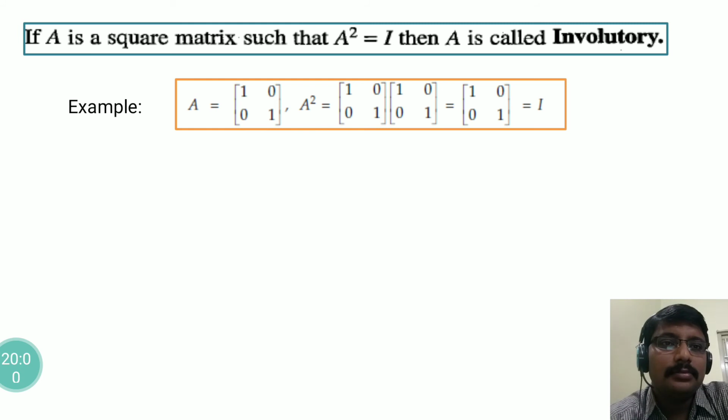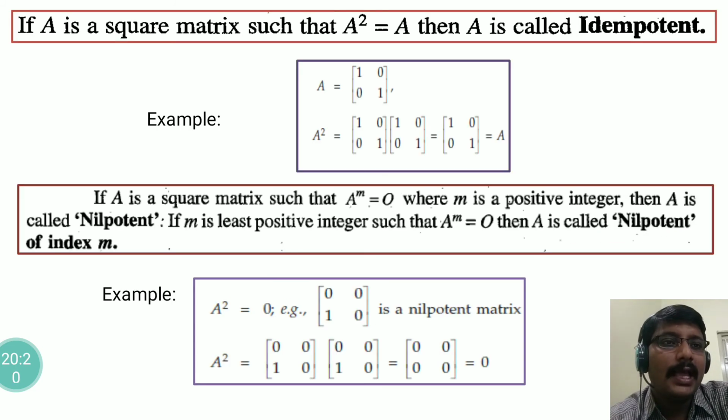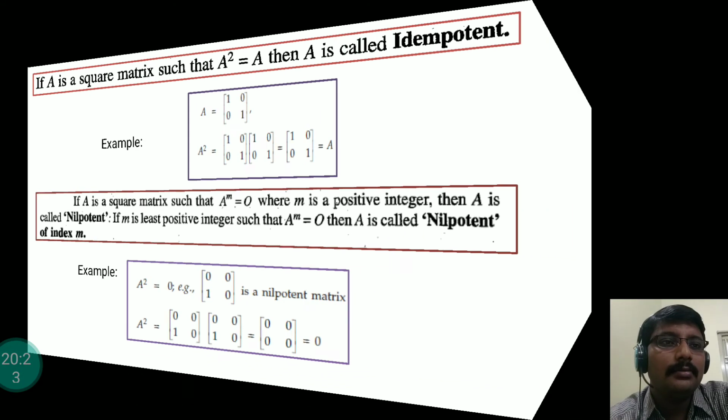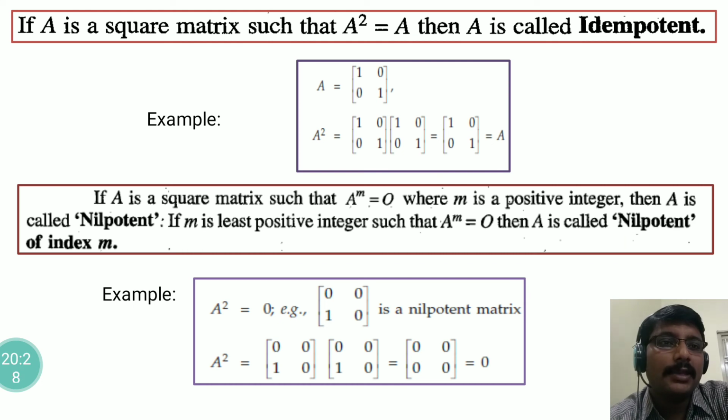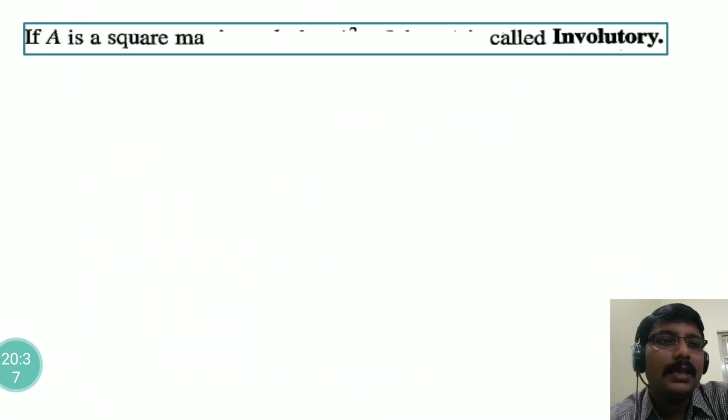Given example, A is the matrix of 1 0 0 1, which is of order 2 by 2. Clearly, computing A square, we get the result as I, so A is known as an involutory matrix. Here a little confusion may occur between idempotent, nilpotent and involutory. Once again, idempotent means A square equal to A. Nilpotent means A power m equal to O, where m is the least positive integer. Involutory means A square equal to I, then A is called involutory matrix.